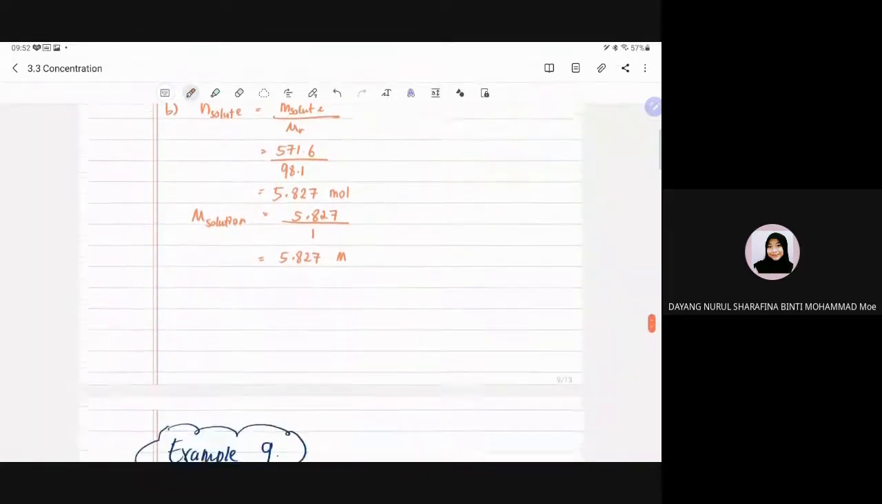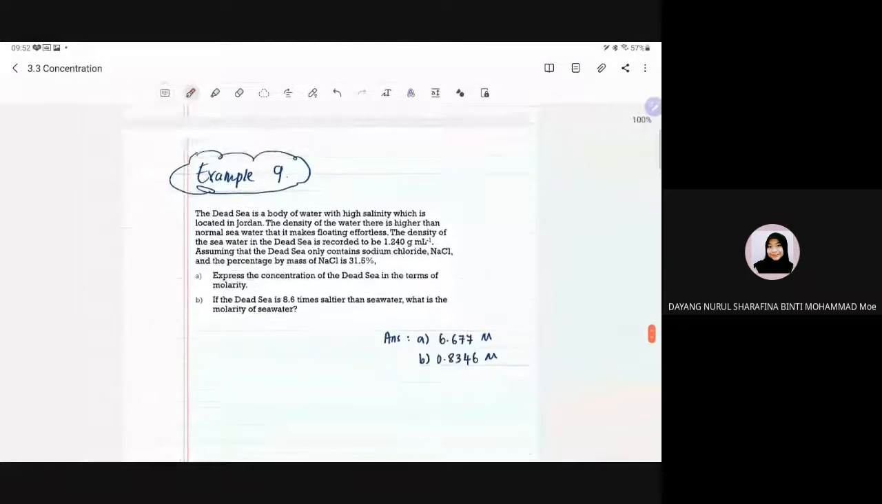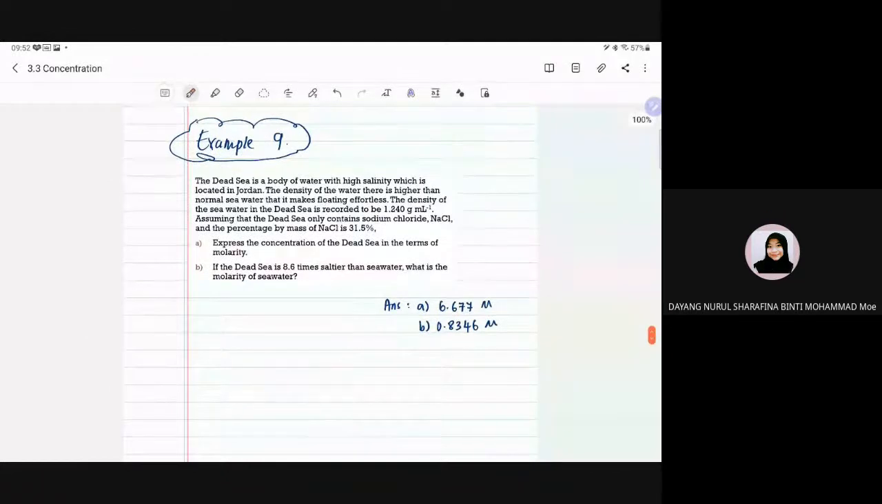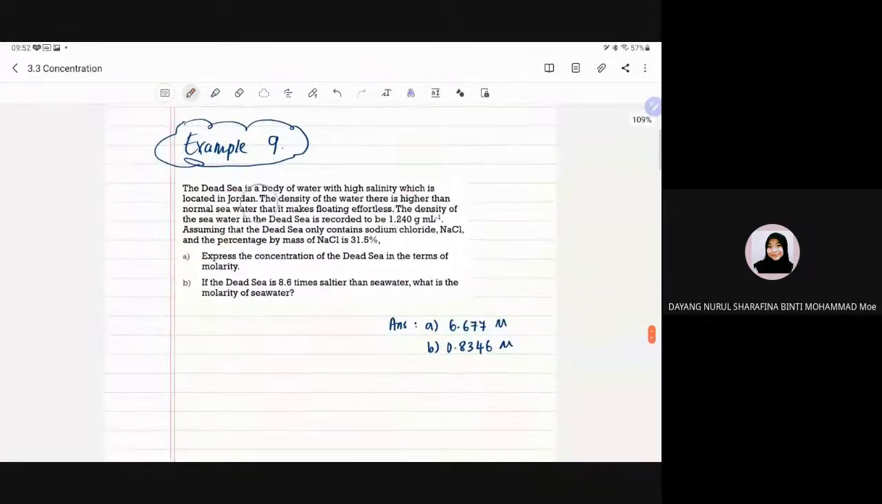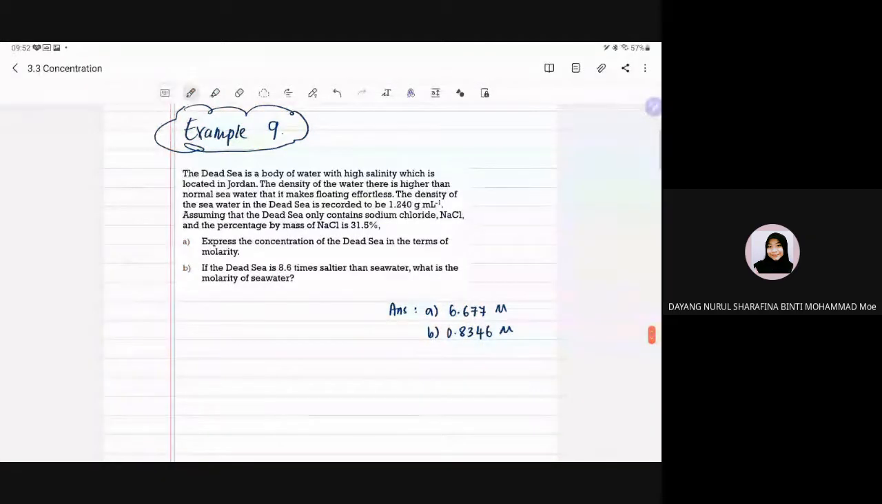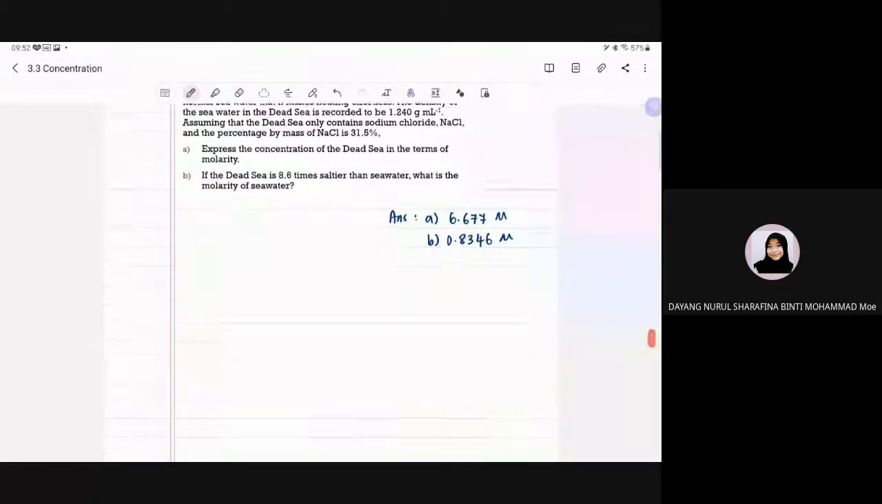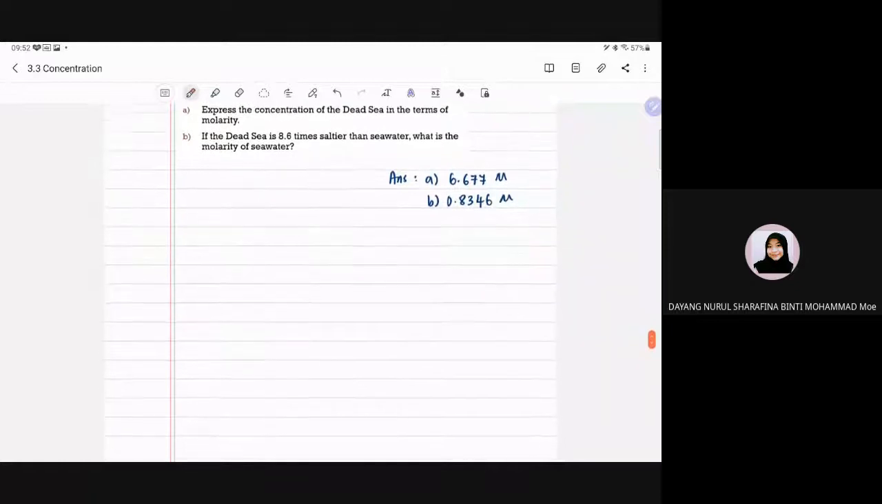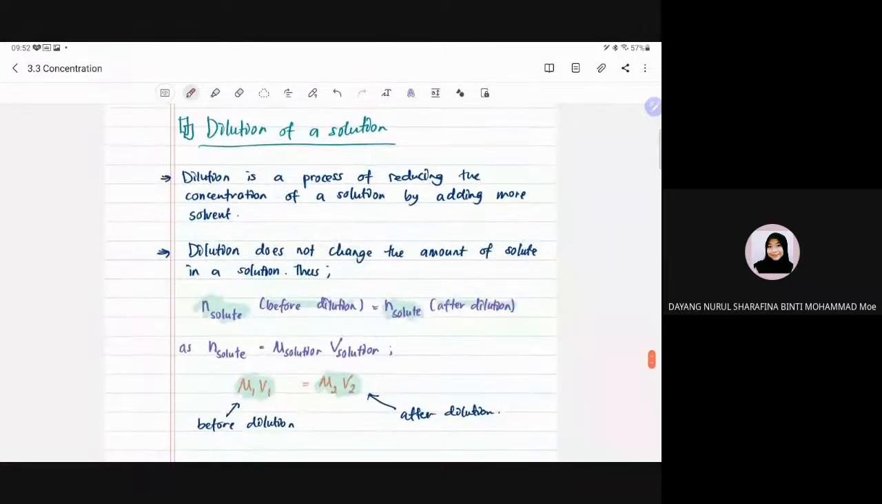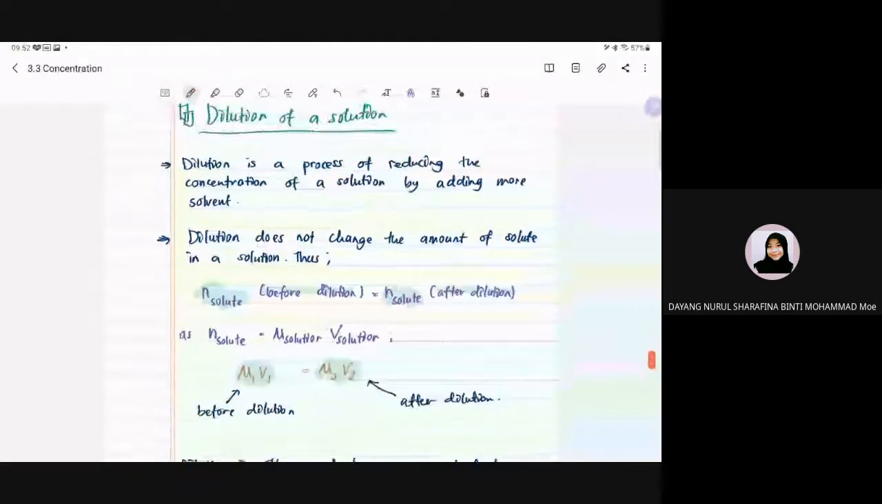Okay. Now, let's have a look at another example. Example 9. Okay. So this one, I want you to try to do it waktu kejap lagi lah. Habis kelas lagi. So boleh cuba nanti. Kejap lagi saya akan upload the whole thing. Example 9 ni kamu boleh buat kemudian. And then, dilution. Kita masuk the next part pula.